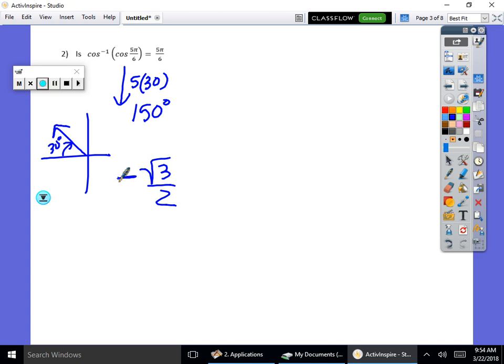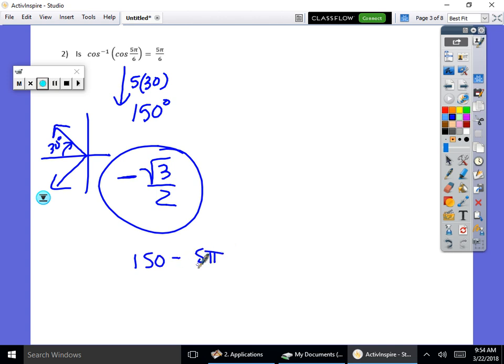And so I want to know, where is cosine negative square root of 3 over 2? The second quadrant and the third quadrant. Well, we already know the 150, which is 5 pi over 6, right? But this is wrong. Why is this wrong? Joshua just told me why it's wrong, because she gave me a second answer, right? She gave me the answer of 210, which is 210, 180.